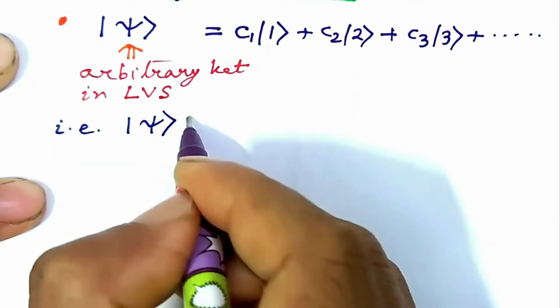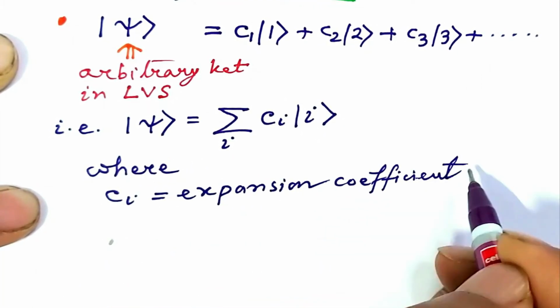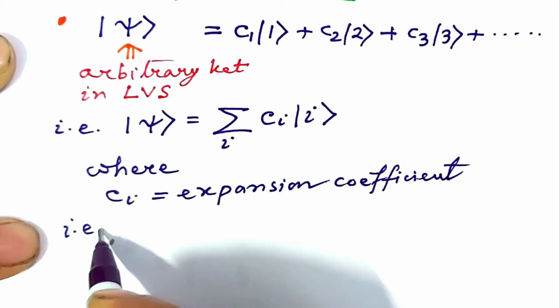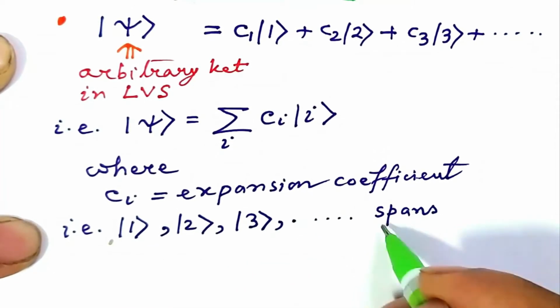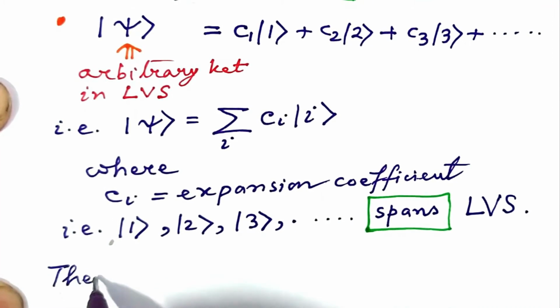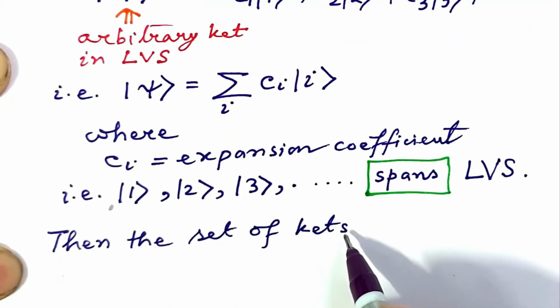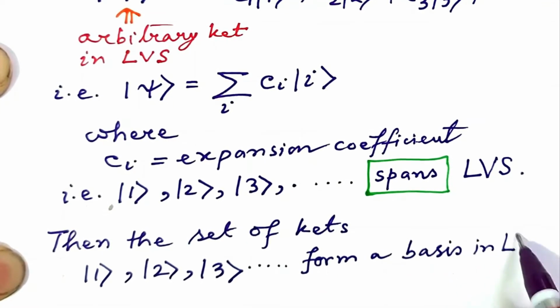That is ket psi equal to summation over i ci ket i, where ci is the expansion coefficient for ket i. That is c1, c2, c3 etc. are the expansion coefficients of the kets ket1, ket2, ket3 etc. respectively. So ket1, ket2, ket3 etc. span the linear vector space. Under satisfaction of these two criteria, namely linear independence and principle of linear superposition, the set of kets ket1, ket2, ket3 etc. are said to form a basis in the linear vector space.